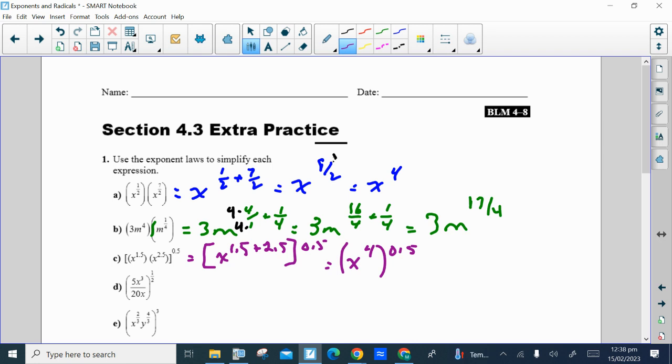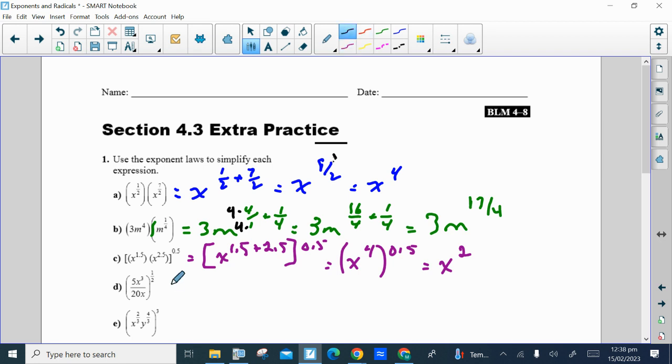Brooklyn, what do you do to the exponents now? You multiply them. That's right. Whenever one exponent's raised to another, you multiply the exponents and the base stays the same. 4 times 0.5 will give you 2. There's the final simplified answer.